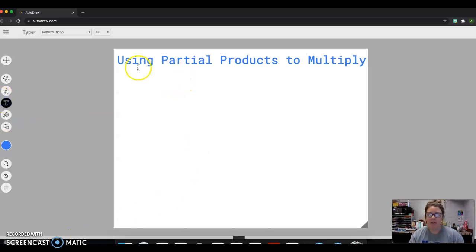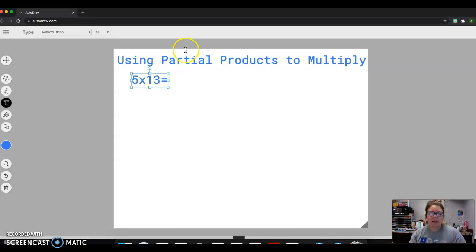So today we're going to be looking at using partial products to multiply. We're going to jump right in and start with 5 times 13. We know that we can count by fives easily to get to this, but just in case we didn't, I wanted to show you guys how we could solve this problem.